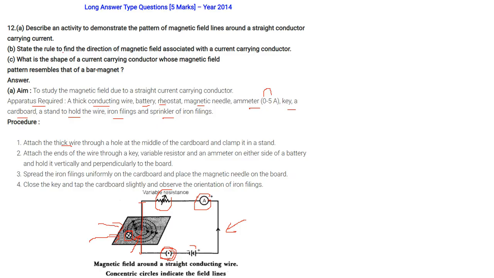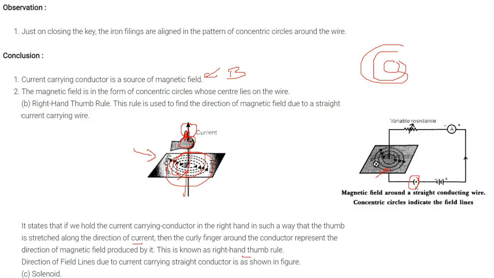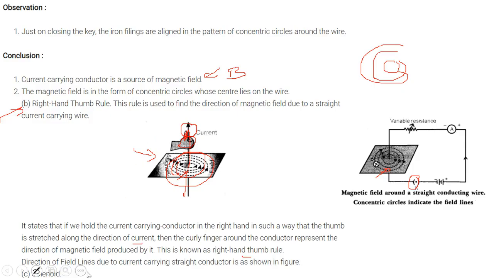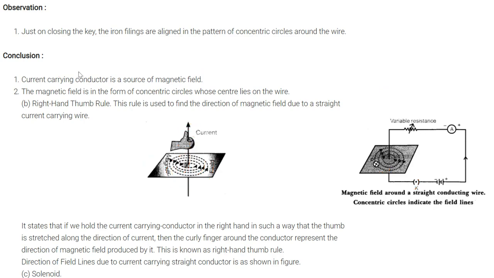State the rule for the direction of magnetic field associated with a current carrying conductor. We just talked about this. This is the right hand thumb rule. And the third is, what is the shape of a current carrying conductor whose magnetic field resembles the bar magnet? And the answer is solenoid. This is the answer of the third one.